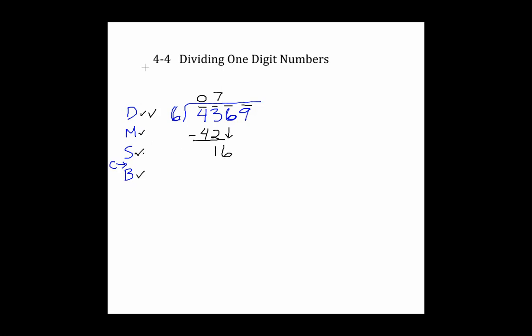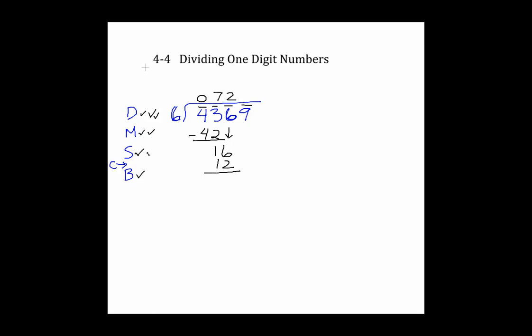I have to do all the steps over again, starting with this number right here. So I will divide 6 into 16. How many times does 6 go into 16? Well, it goes in 2 times. So I have divided. Now it's time to multiply. 2 times 6 is 12. And notice I write it directly beneath it. You have to be very careful to keep everything lined up.